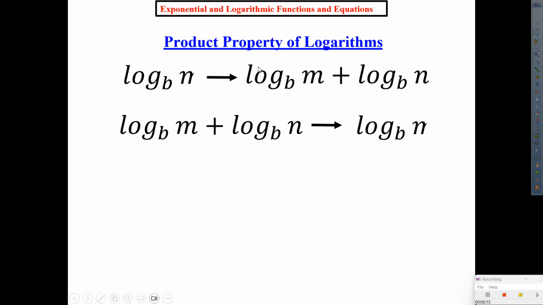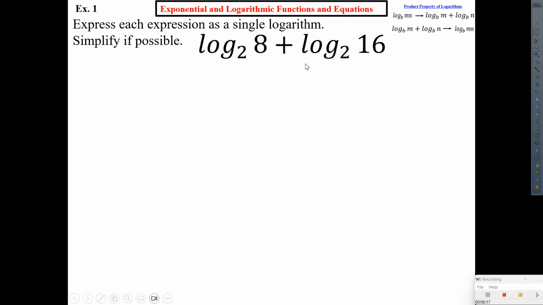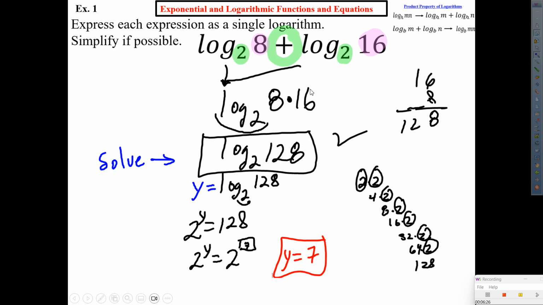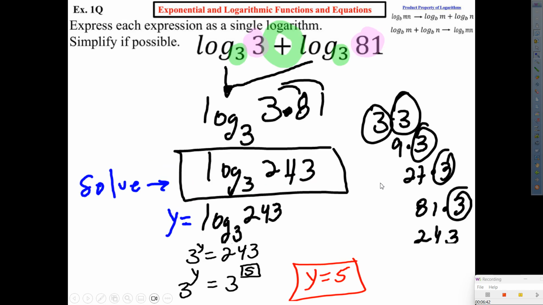From there we got into the product property of logs. We did this one yesterday, look up. And what did we check first? To see if they have the same base and if it's addition. If it did, what did we do with the given numbers? We multiplied. And we came up with this. Once we got our simplified version, we said solve, we set it equal to y, change it to exponential, find the same base, find the exponent, and we solve. We did another one like so, and so on and so forth.